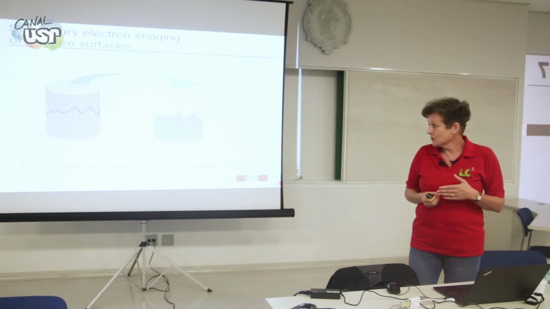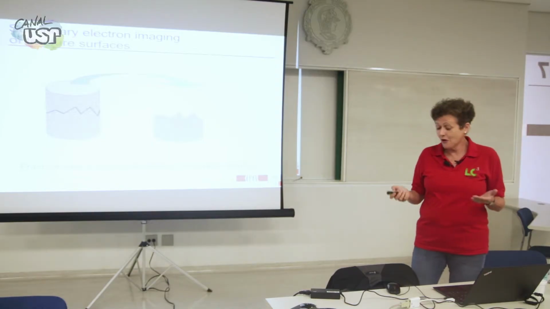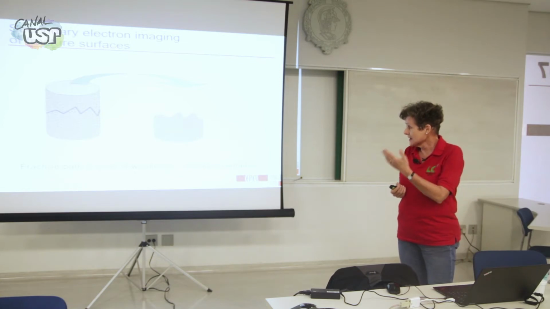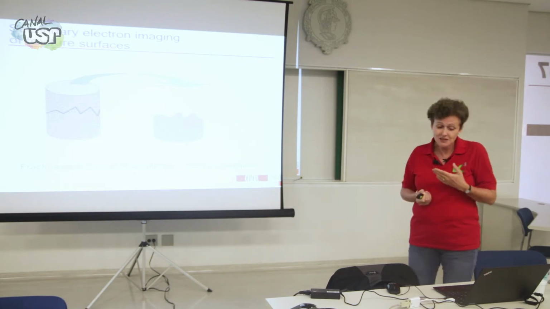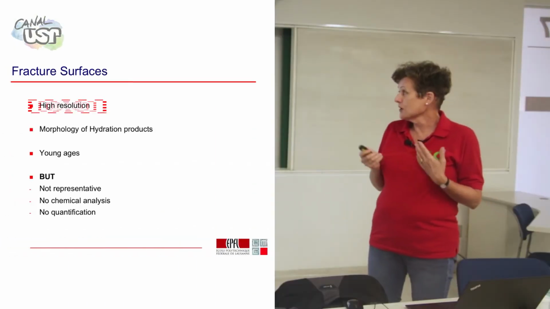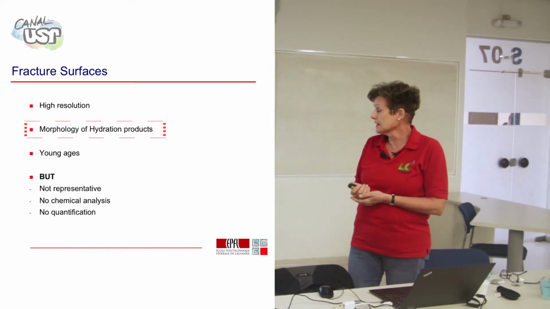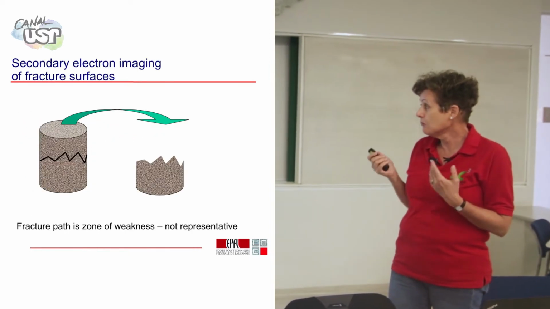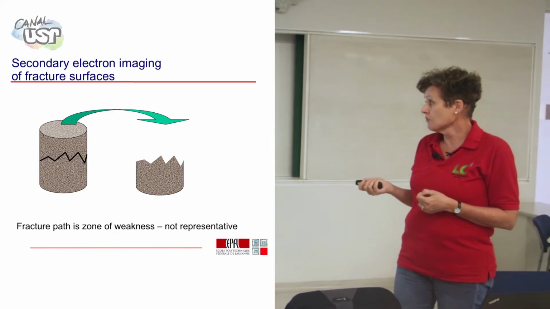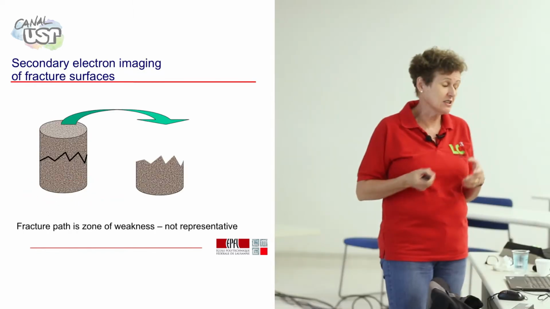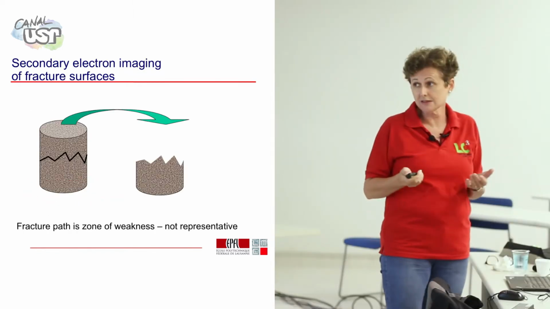It's so easy, people are doing it all the time, even though, unfortunately, in 90% or 99% of the cases, secondary electron images in published papers are probably a waste of time. So how can we use it? Well, you've got nice high resolution. You can see the morphology of your hydration products, and it's very good at young ages. But first and foremost, it's not representative. You've made a fracture here, so you're fracturing through weak areas.